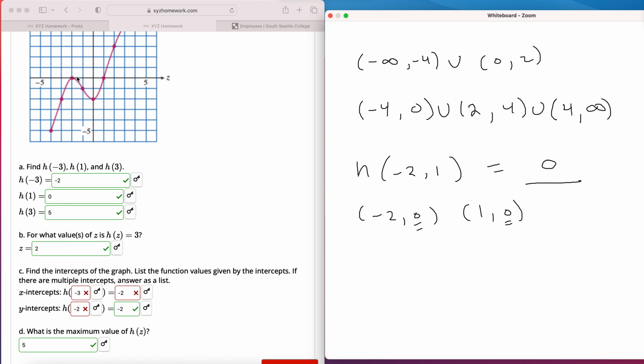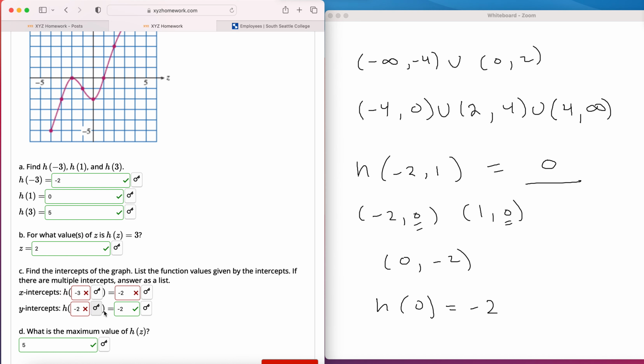And then the y-intercept, so the y-intercept is at, if I write that as an ordered pair just to kind of show what we're doing. So here h of 0 makes an output of negative 2. So that's right here, you'll see h of 0 comes out negative 2. So I think what you're doing is just the input on that's a little funky. So hopefully that helps.